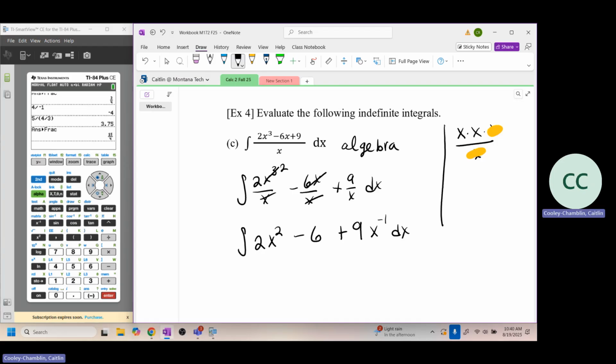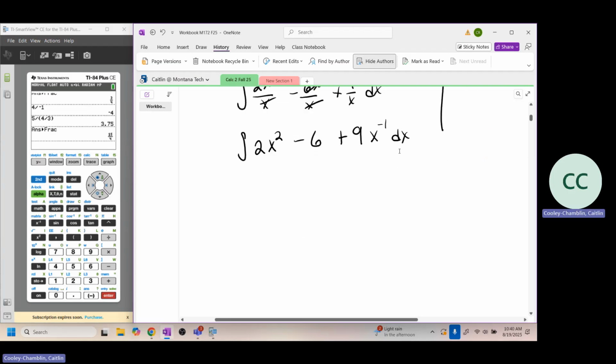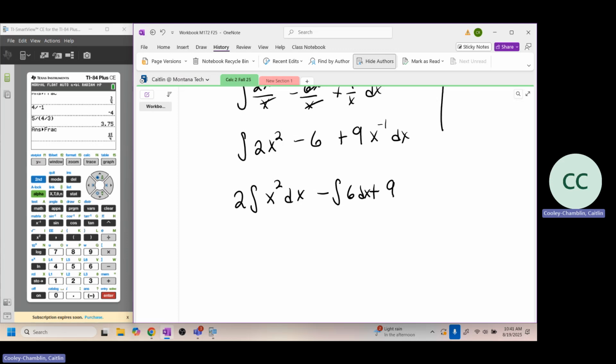Okay, now each of these is something that I can integrate. If I was to use the rules, we would have 2 times the integral of x squared dx minus the integral of 6 dx plus 9 times the integral of x to the negative 1 dx. And I can integrate each of these separately.